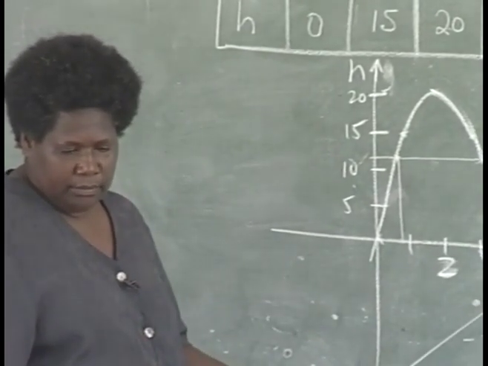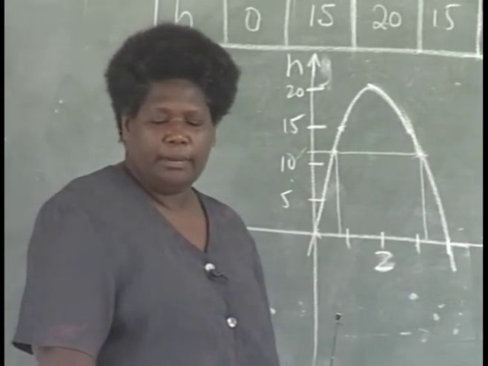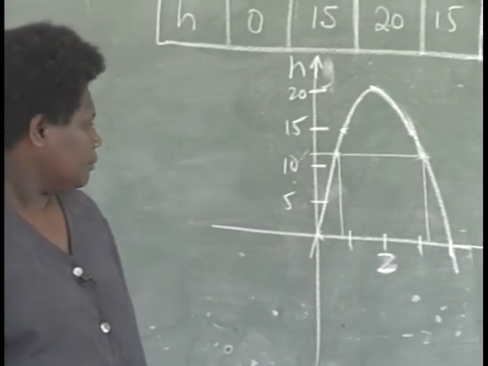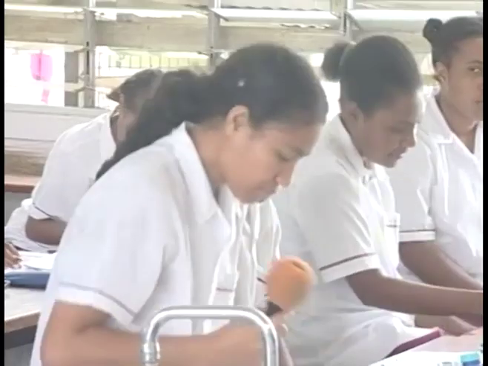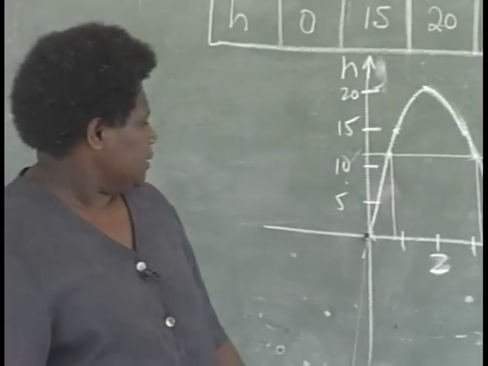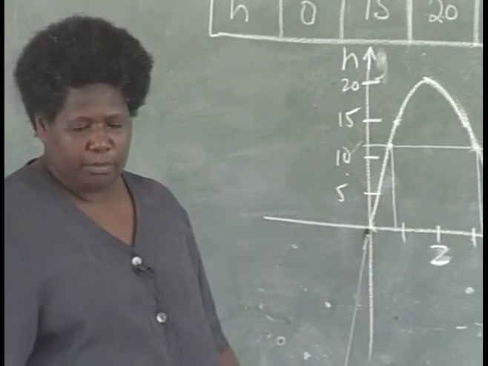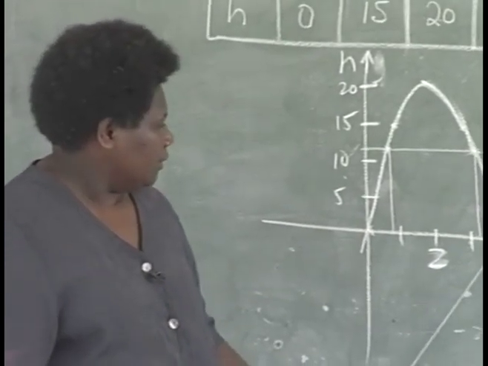Then the ball goes down again. When does the ball hit the ground? Velma? It hits the ground after 4 seconds. After 4 seconds, good. At this time when t is 0, it is still on the ground and not being thrown up again, so it hits the ground here.